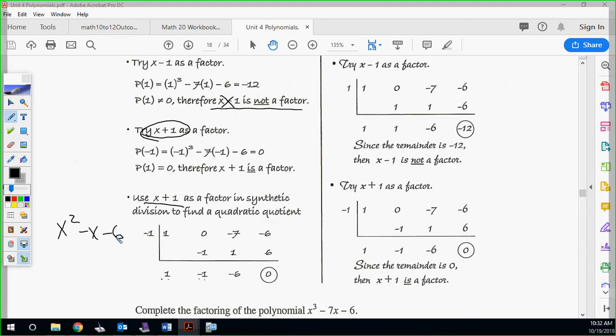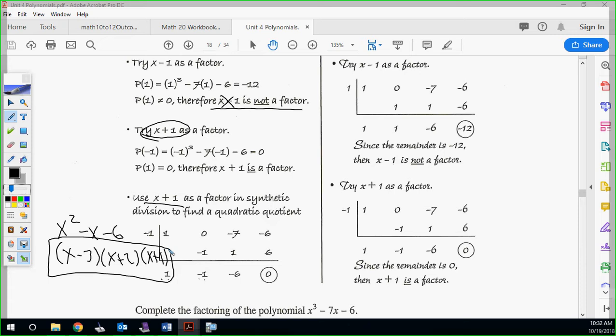Can you factor that? Yeah, that is x minus 3, x plus 2, with the x plus 1, right? So that's the entire answer. We'll go to the right side, but that's the entire answer. Okay, that's that x cubed factored.